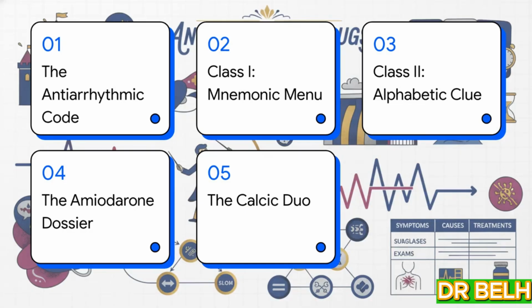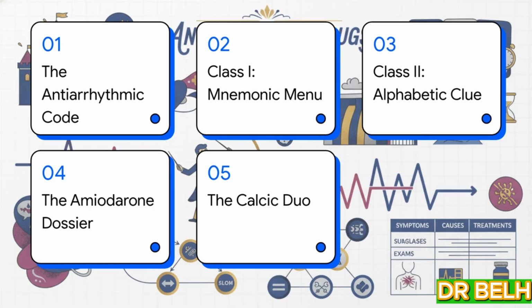All right, so here's our game plan. First, we're going to get our hands on the master key, the one that unlocks all 4 classes. Then we'll hit up a mnemonic menu for class 1, find an alphabetic clue for class 2, open up the super high-yield imidazole file for class 3, and finish up by meeting the 2 main players in class 4. You ready? Let's do this.